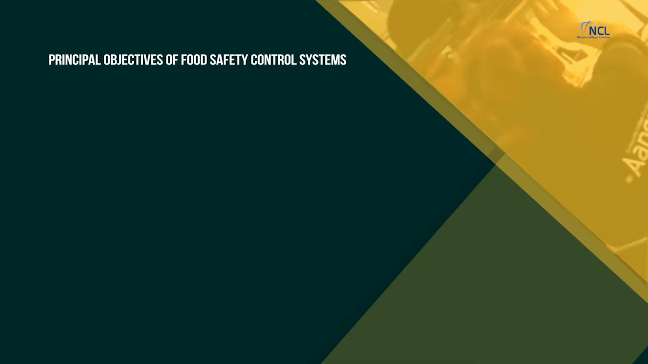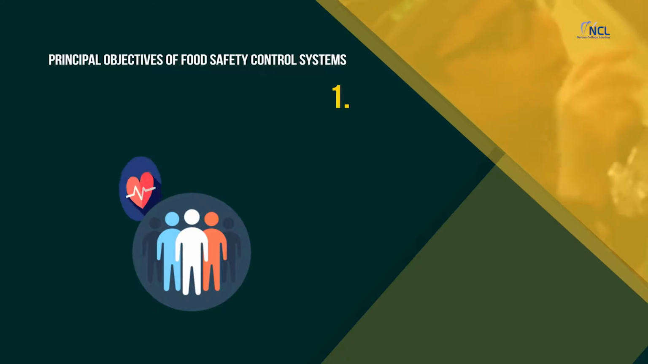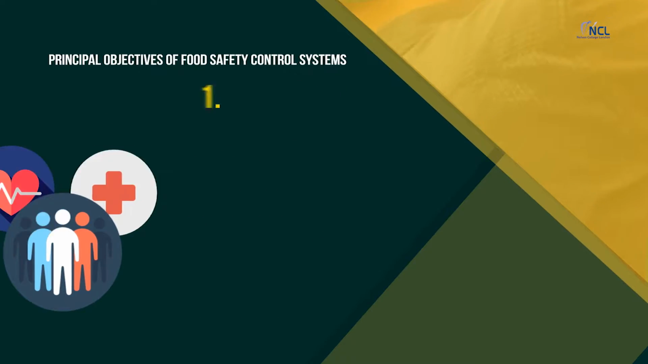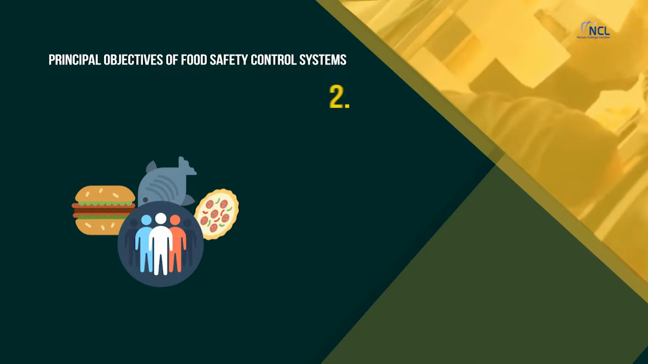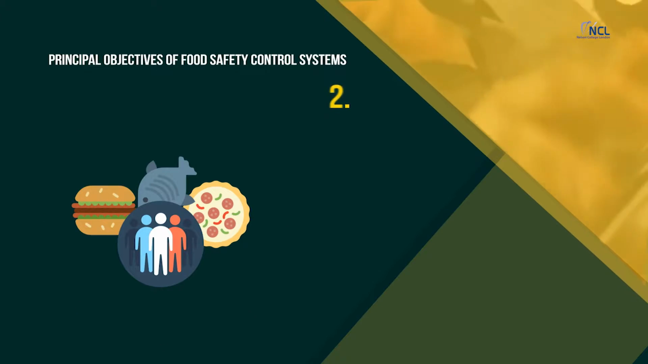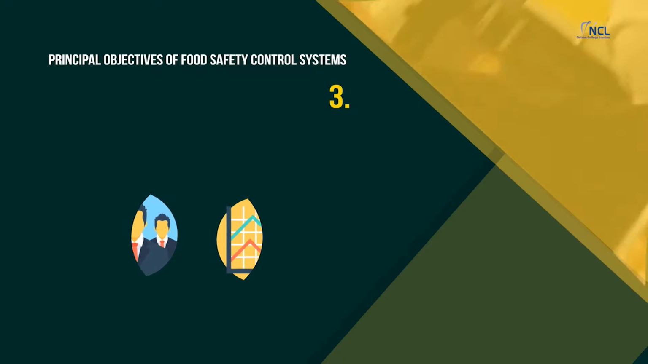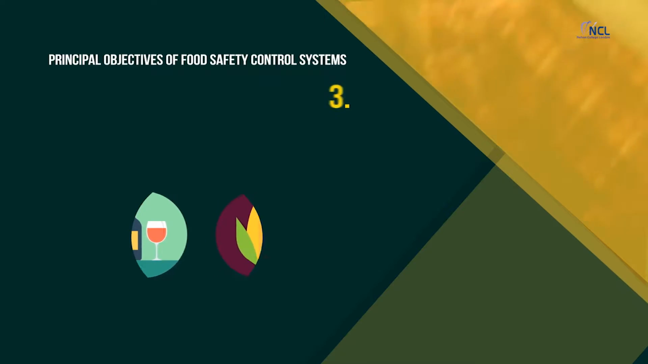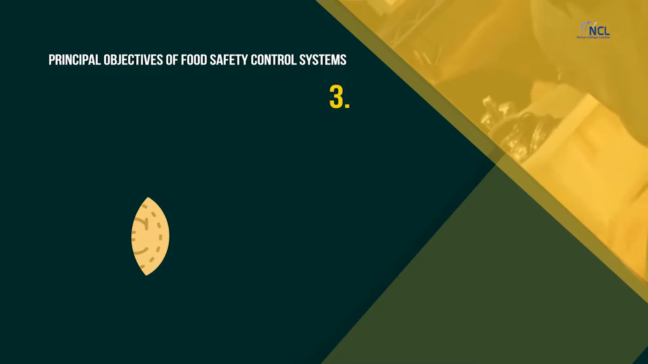The principal objectives of food safety control systems are protecting public health by reducing the risk of foodborne illness, protecting consumers from unsanitary, unwholesome, mislabeled or adulterated food, and contributing to economic development by maintaining consumer confidence in the food system and providing a sound regulation foundation for domestic and international trade in food.